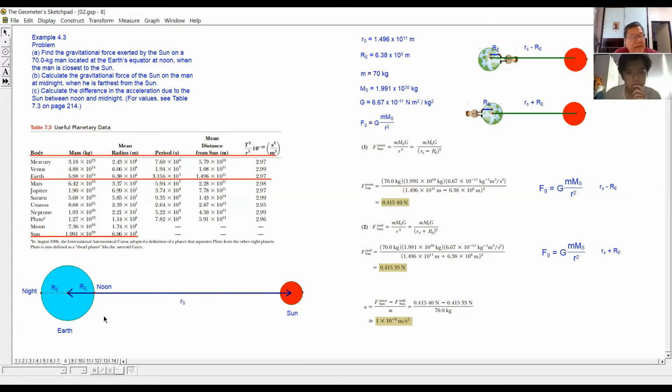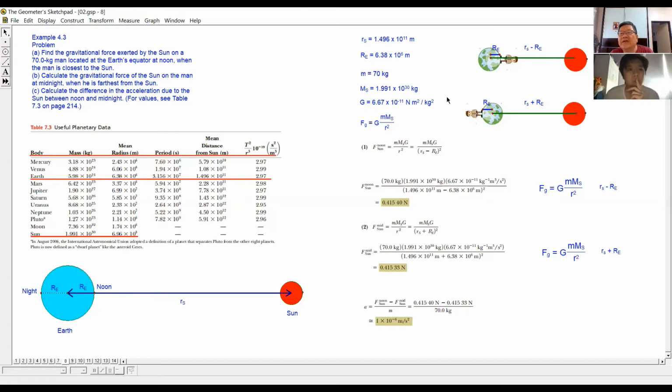Now, at night, when the earth rotates, the man comes to the other side here. So the distance between the man, who has a mass of 70 kilogram, and the sun is actually not RS. It's not the distance RS, but it's the distance RS plus a further RE, which is the radius of the earth.